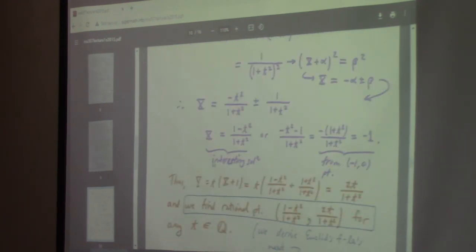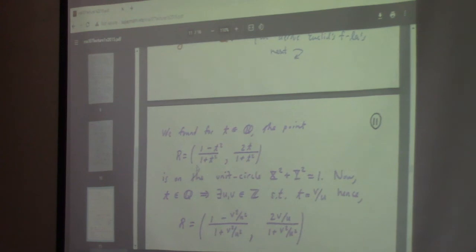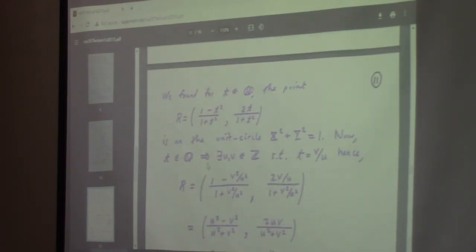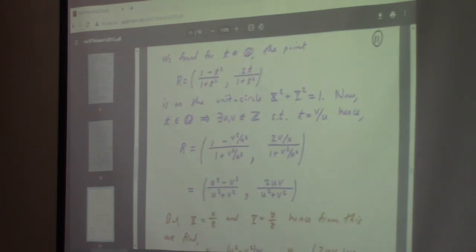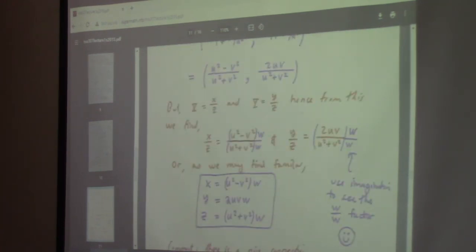And so lo and behold, we get the rational point has this form for t. Continuing on, he sets t equal to v over u, and you plug it in, and after a little bit of further chicanery, we find our way back to the formulas that Audric mentioned earlier in class. So you can derive these things in this kind of way.